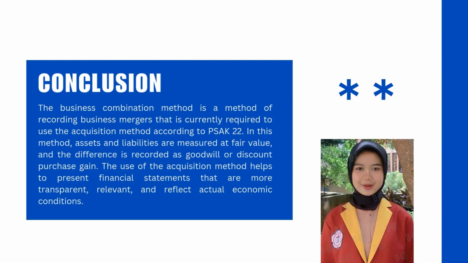So, it can be concluded the business combination method is a method of recording business mergers that is currently required to use the acquisition method according to PSAK 22. In this method, assets and liabilities are measured at fair value, and the difference is recorded as goodwill or bargain purchase gain. The use of the acquisition method helps to present financial statements that are more transparent, relevant, and reflect actual economic conditions.